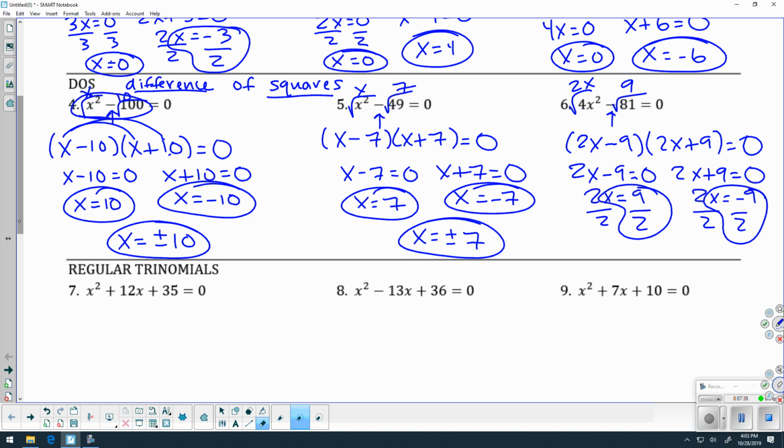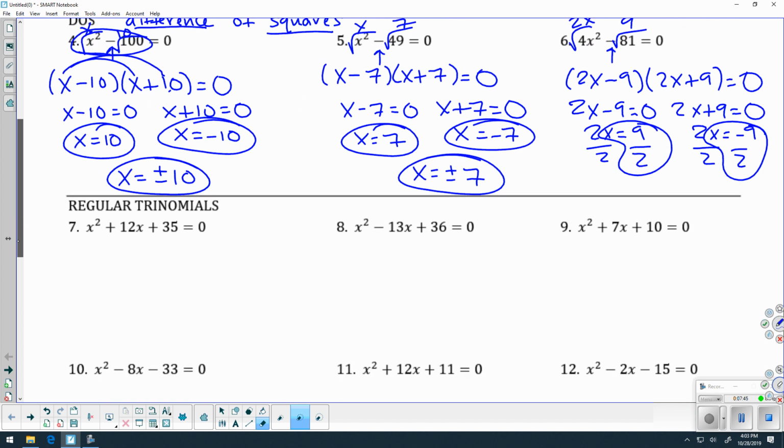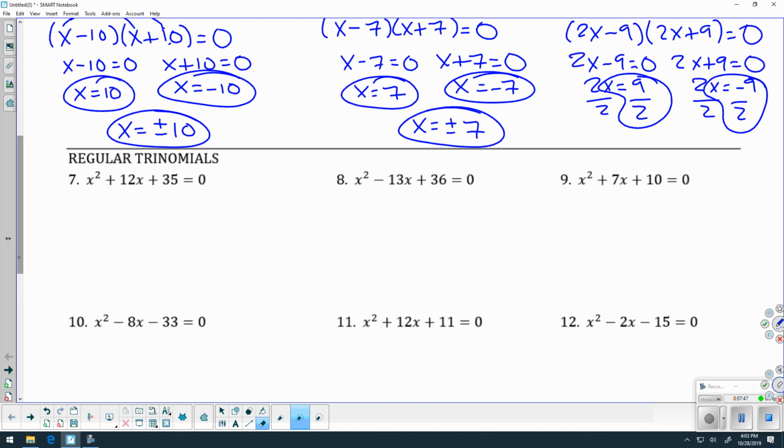But now in our next section, I usually call these basic trinomials, just regular old trinomials. Again, these should definitely look familiar to you. For problem number 7, here's how I pose this question. If you wanted to factor this and solve it, the first thing you're trying to find, I usually make this little T-chart over here. What you're trying to find is two numbers that multiply to be your C term, which is 35.